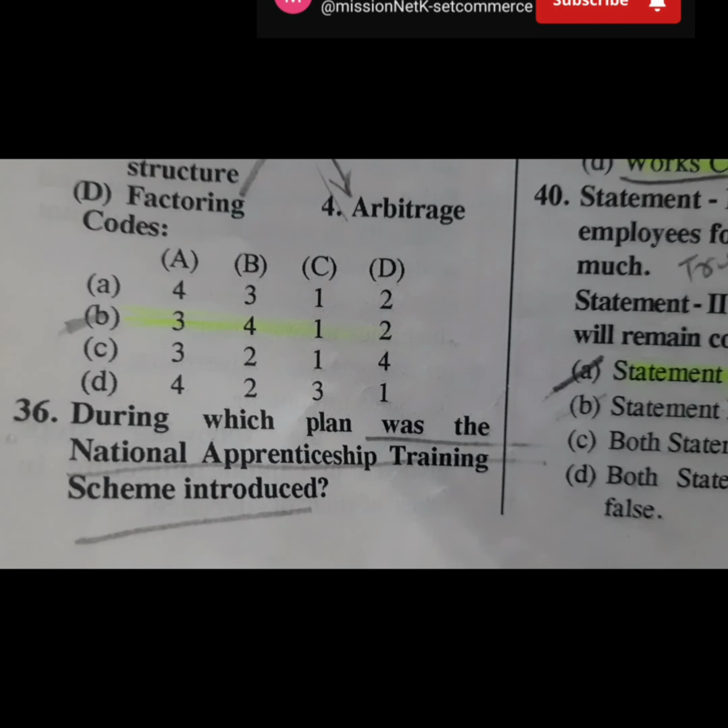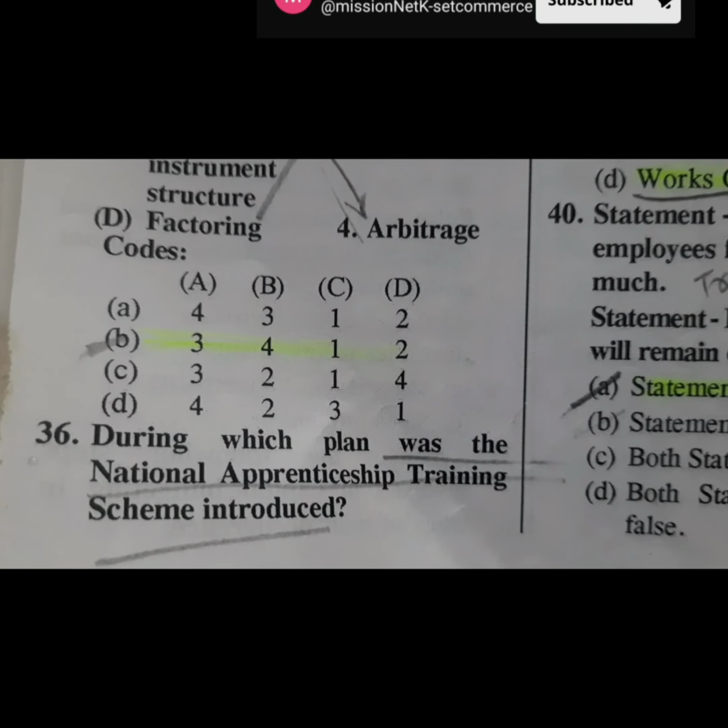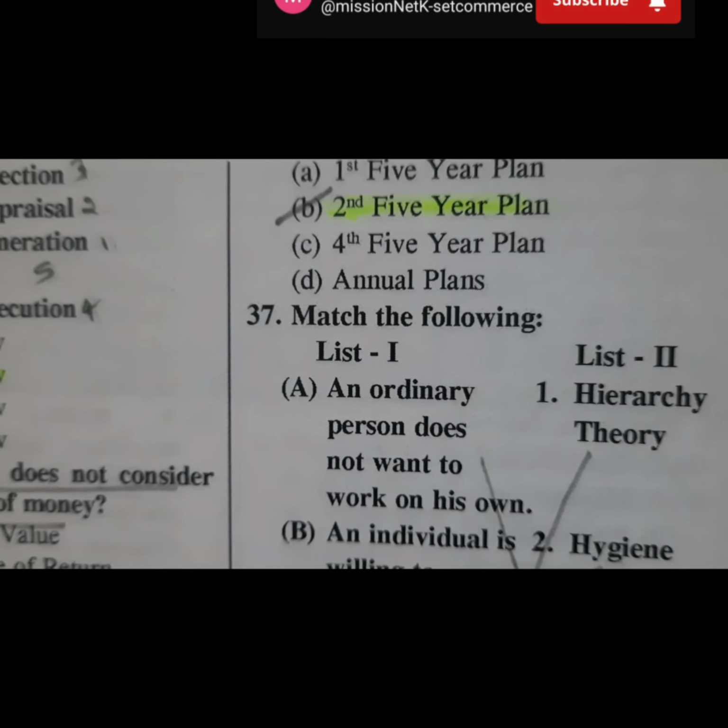Then the next question is, during which plan was the National Apprenticeship Training Scheme introduced? The right answer is option 2, second 5-year plan.